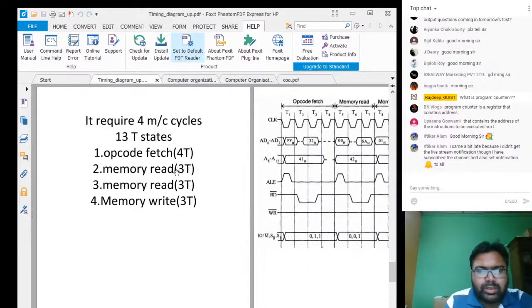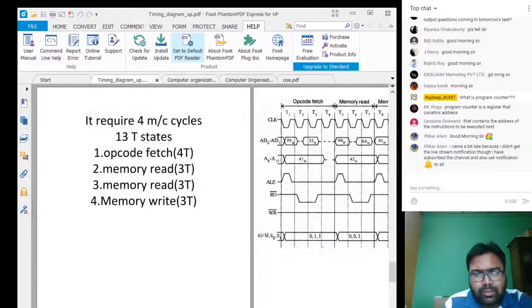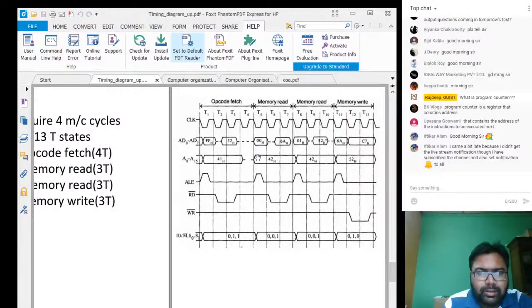So it requires 4 machine cycles, 13 T states. Why 13? Opcode fetch requires 4 T states. Memory read requires 3 T states. Again you have a memory read. Why? Because you have this 16-bit number, so you have to go for 2 memory reads, and finally a memory write. Just see here what is happening.